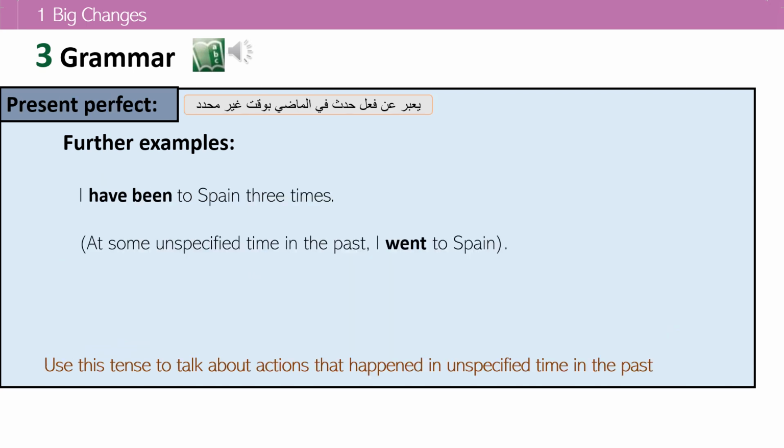Further examples for present perfect. I have been to Spain 3 times. At some unspecified time in the past, I went to Spain. We use this tense to talk about actions that happened in an unspecified time in the past.